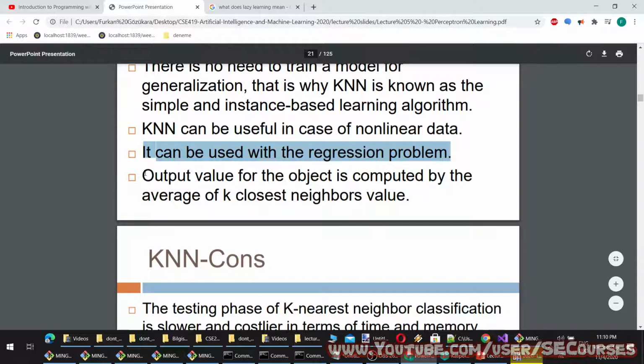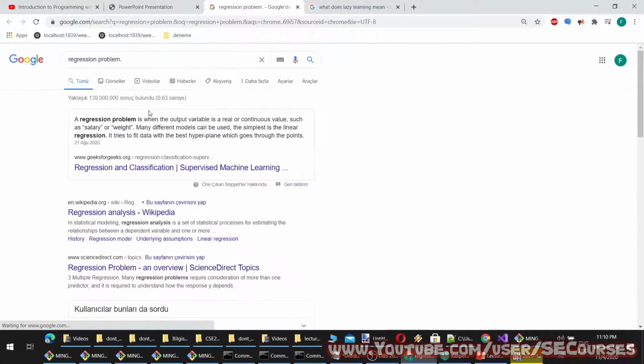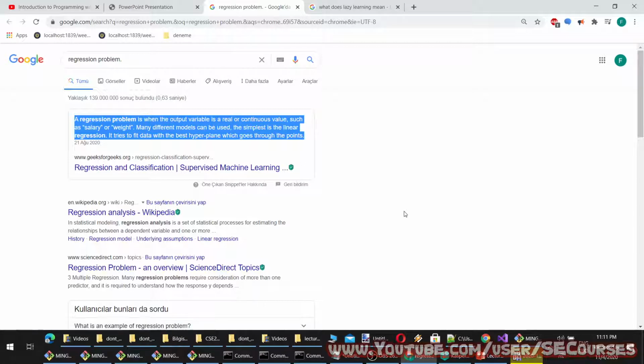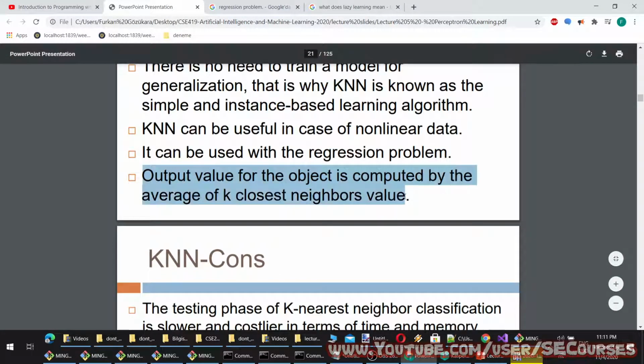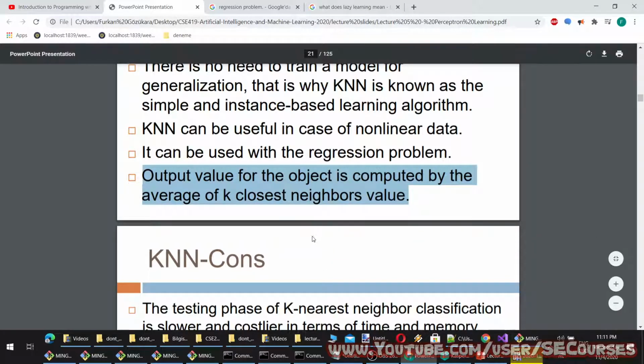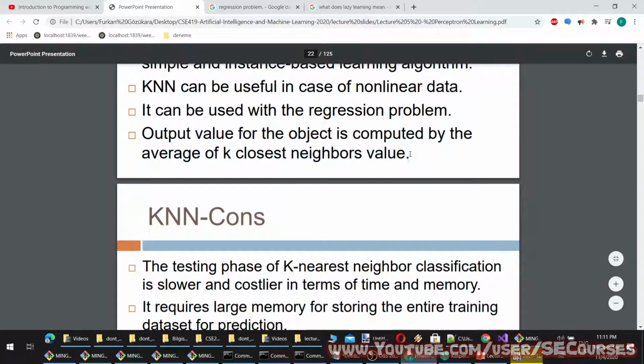It can be used with the regression problem. So what is regression problem, if you wonder? A regression problem is when the output variable is a real or continuous value, such as salary or weight. Many different models can be used. The simplest is the linear regression. It tries to fit data with the best hyperplane which goes through the points. Okay. So now you have the idea about regression problem. Output value for the object is computed by the average of k closest neighbors value. Okay, this is the default model of KNN.